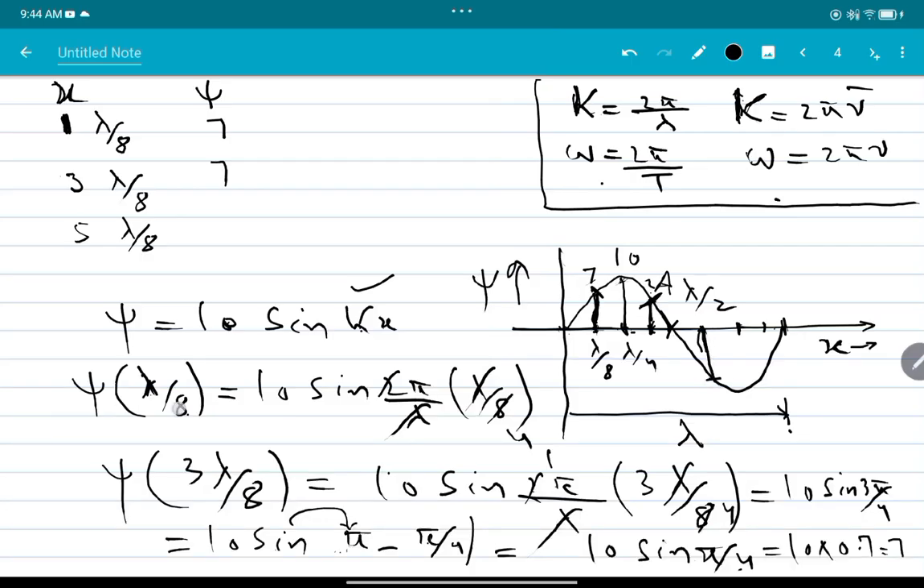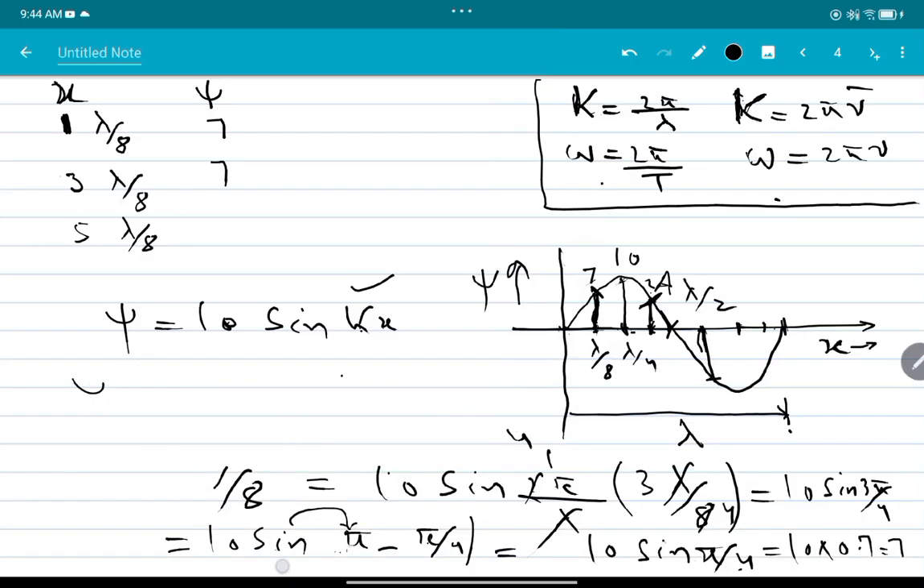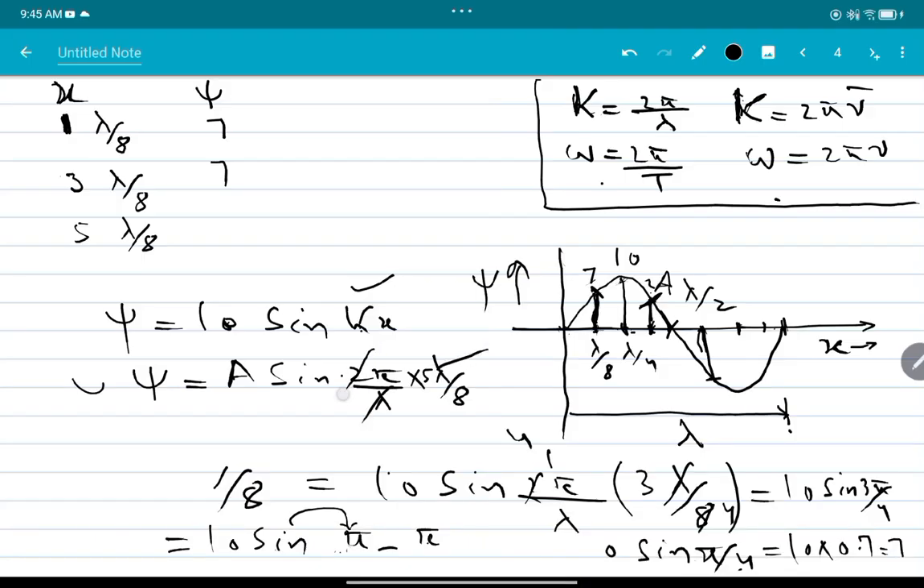If you have doubt, you can calculate. You have psi equal to 10 sine, and this is 5 lambda by 8, so it will be 2 pi by lambda into x, where x is 5 lambda by 8. Lambda cancels. 2 ones are 2, 2 fours are 8.